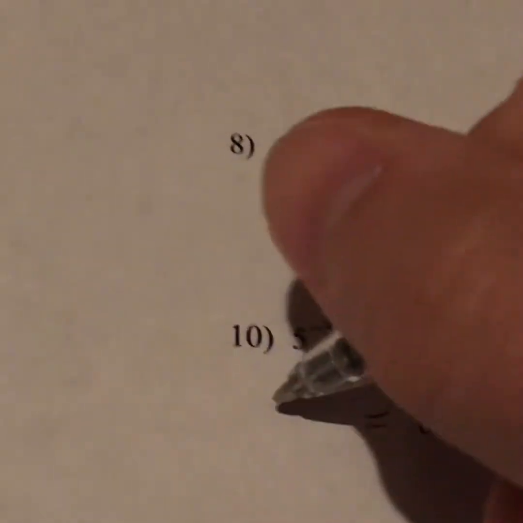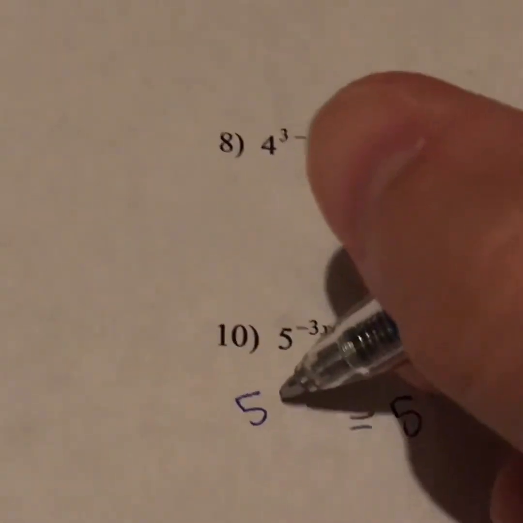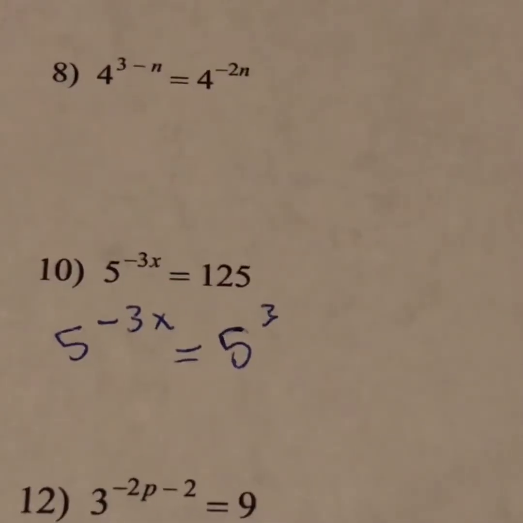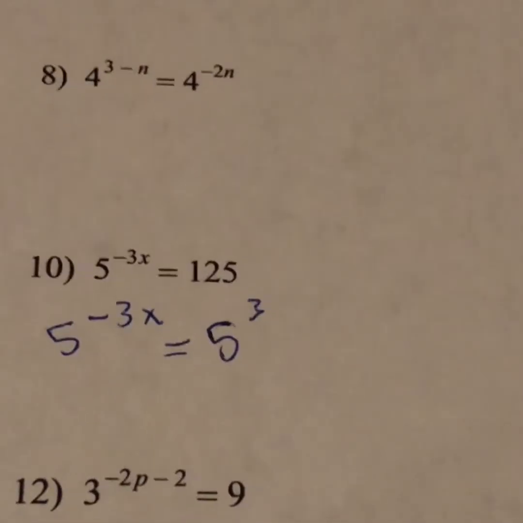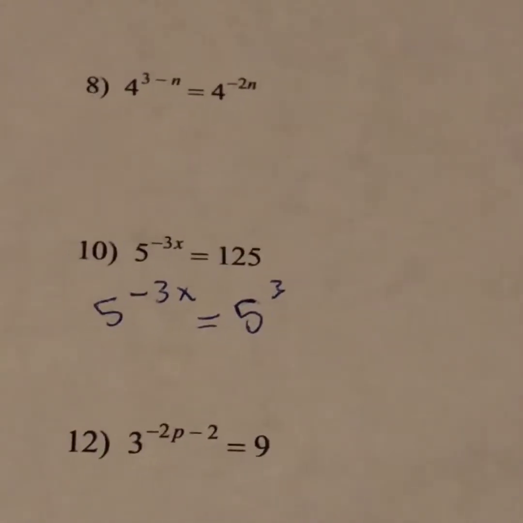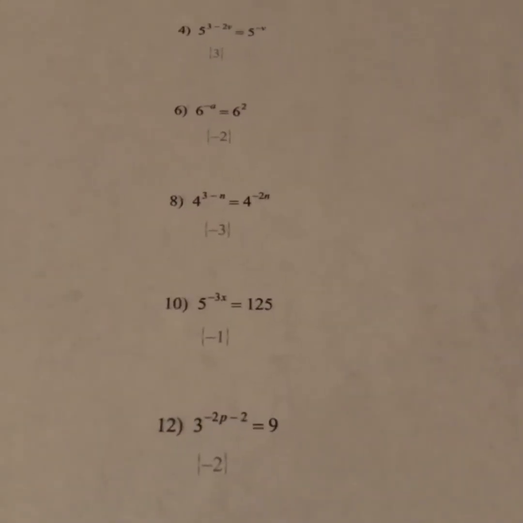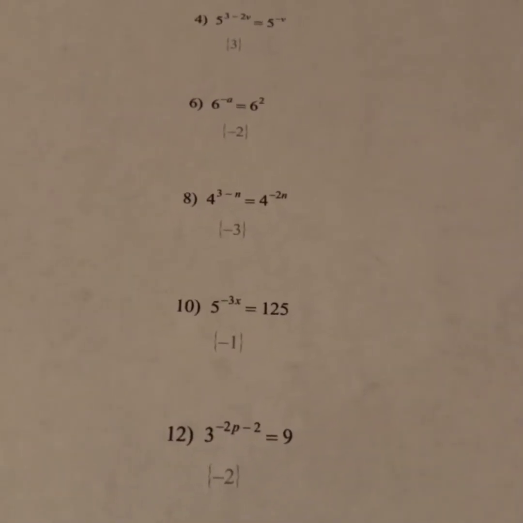And then you would set negative 3x equal to 3. x would equal negative 1. That's why you have the answers to check. There's negative 1. Yep, we're correct for number 10.